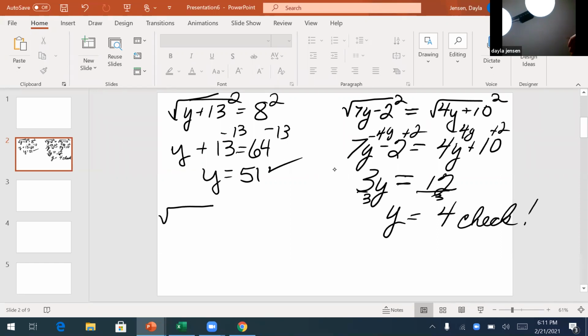Here's another one. The square root of x plus 5, minus 1, equals 4. Okay, so this one, before I square, I've got to get the square root sign by itself on one side of the equal sign. So let's add 1 to both sides. That's the very first step. So now I have the square root of x plus 5 equals 5.